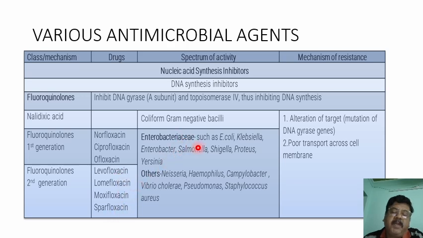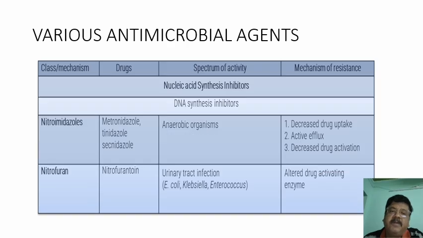So for treating the Enterobacteriaceae: E. coli, Klebsiella, Enterobacter, Salmonella, Shigella, Proteus, Yersinia. Others we can use for Neisseria, Haemophilus, Campylobacter, Vibrio cholerae, Pseudomonas, Staphylococcus aureus. How is the mechanism of resistance? Alteration of the drug target, mutation of DNA gyrase genes, poor transport across the cell membrane.